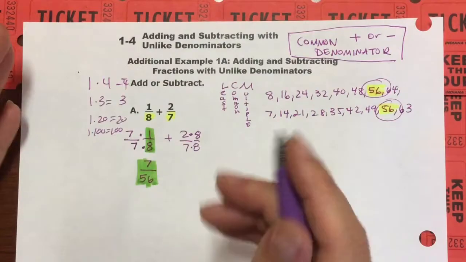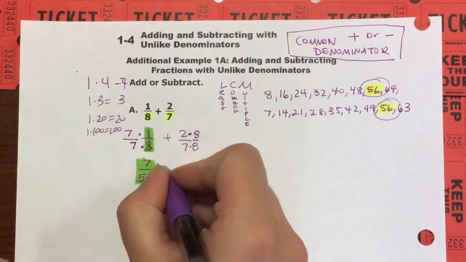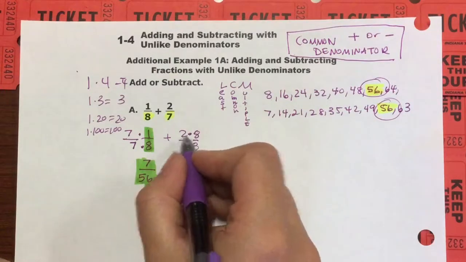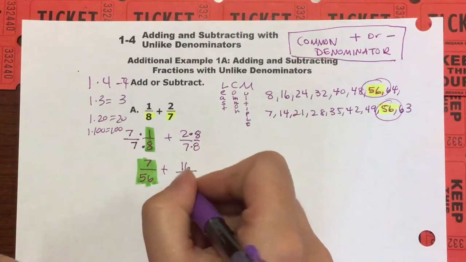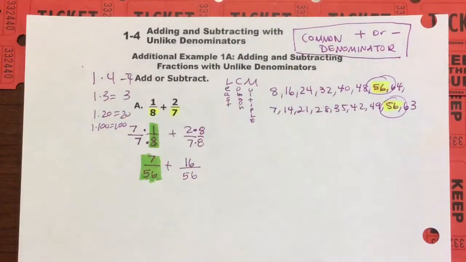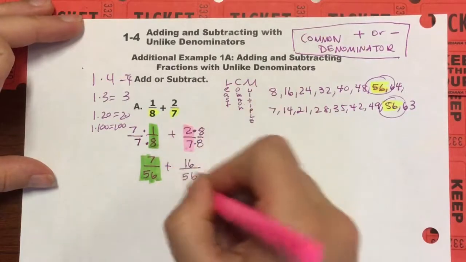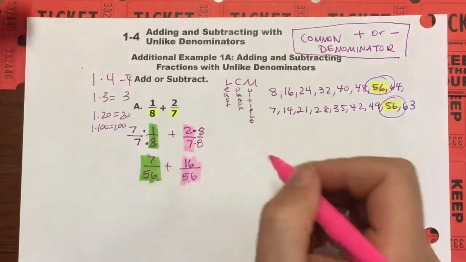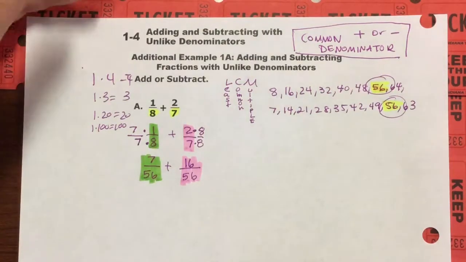And 1 times 2/7 is just going to be 2/7 in a different form. So I'm going to drop this plus sign, and then we just need to do the multiplication. 2 times 8 is 16 over 7 times 8 is 56. Awesome. And now 2/7 is the same thing as 16/56. They're equivalent fractions, it's just written in a different form.